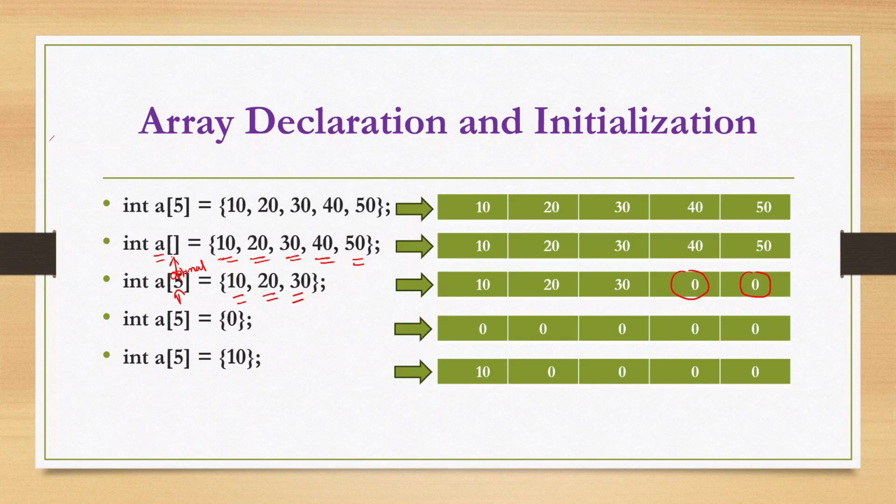So this is how we can declare and initialize an array in C. In the next lecture, we will see how to represent an array inside the memory, and then we will do the live coding on arrays. So thanks for watching.